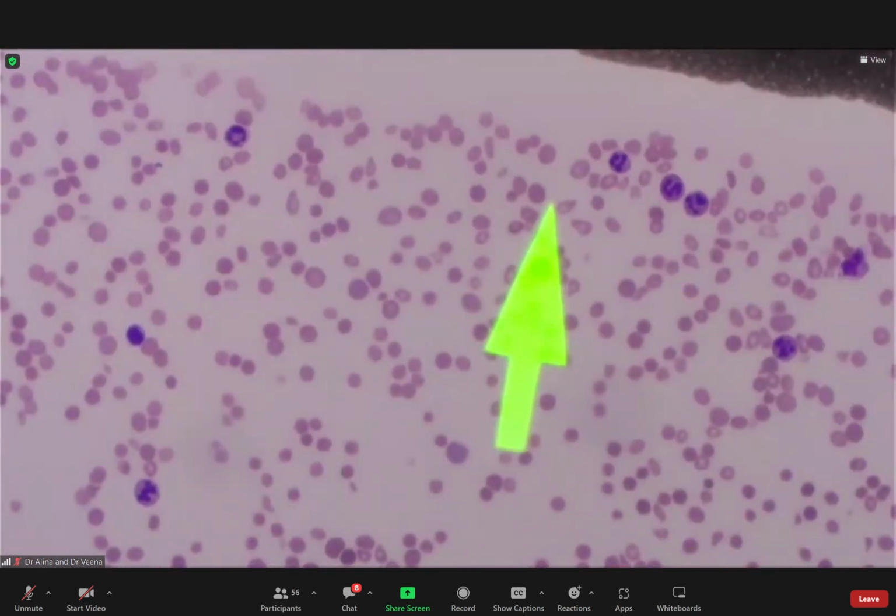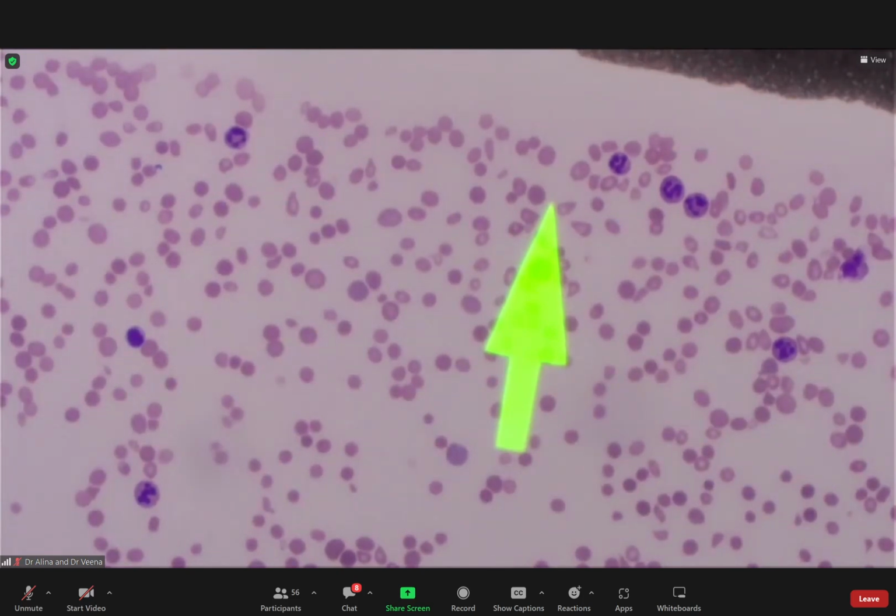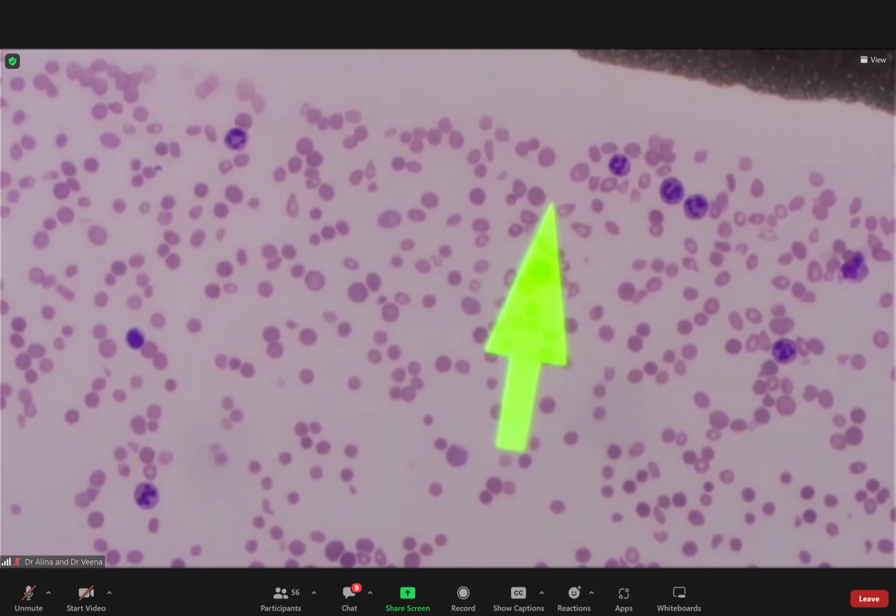Okay, so for hypersegmented neutrophils, if you see one neutrophil with 6 lobes, that's already considered significant. But for 5 lobes, you need to have at least 5% of 5 lobes in your total white cell count, then it's considered a significant number. Okay.